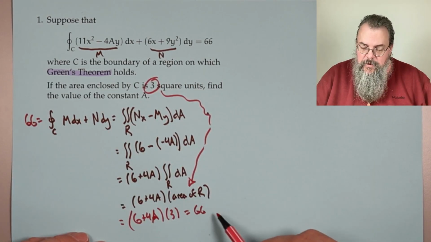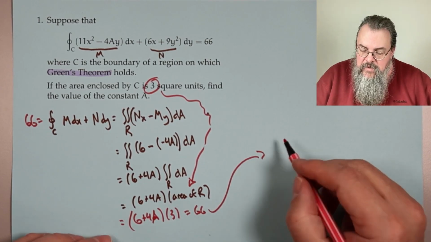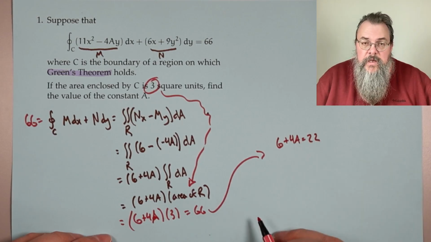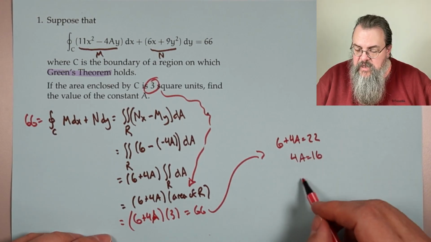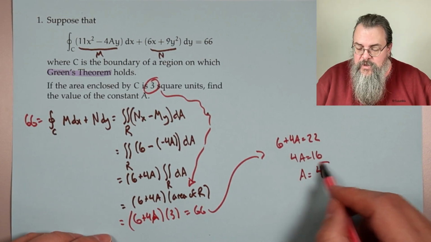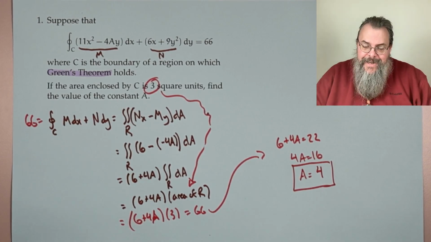And we're basically home free, right? So divide both sides by 3. 6 plus 4a equals 22. Subtract 6 from both sides. 4a equals 16. And a equals 16 divided by 4, which is 4. And there we go. Nice!